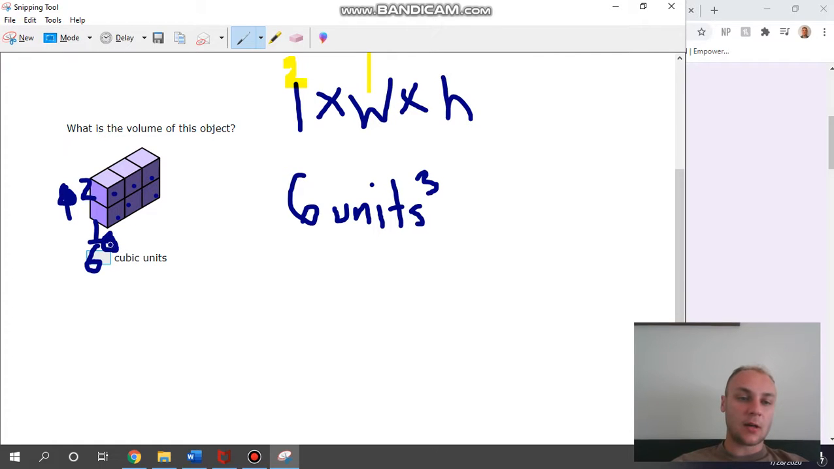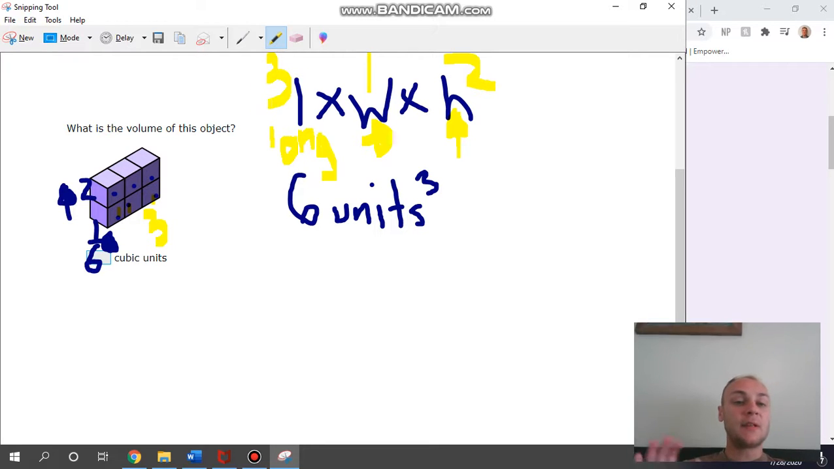Now, for me, length is always the longest number. Sorry. For me, length is always the longest number, so I made a little oopsie here. The height is 2 because the height is what goes up. The width is what goes left or right. And then for me, length is always the longest. So I'm just going to write long here. What would my length be? My length would be 3, okay?